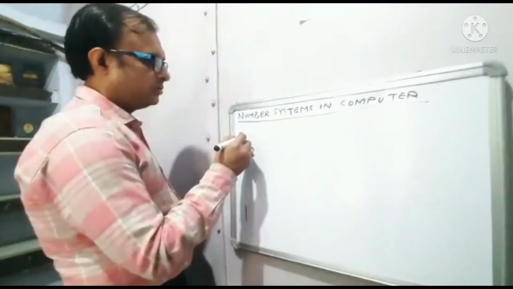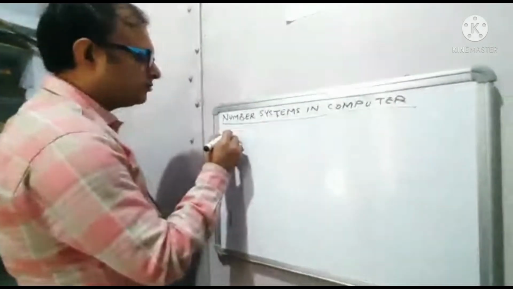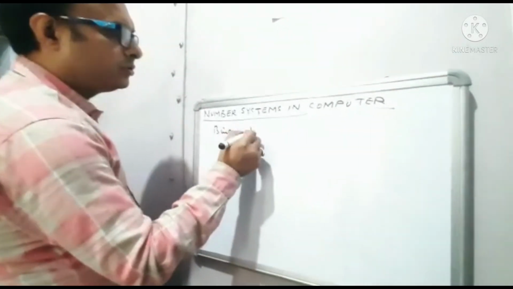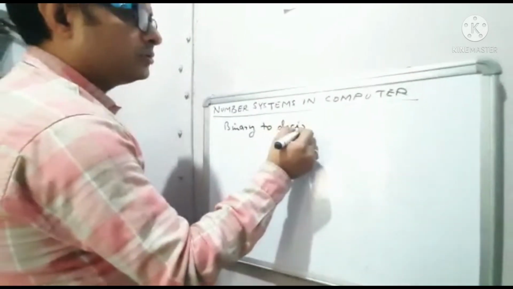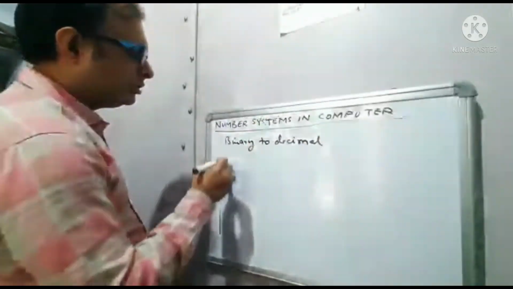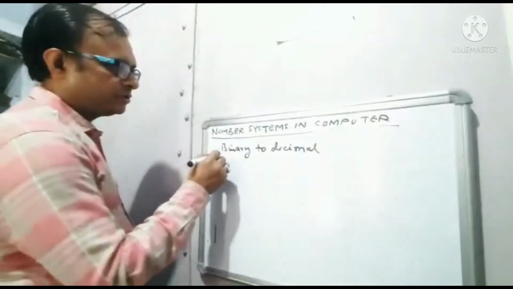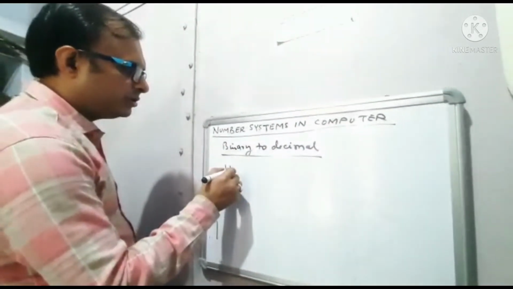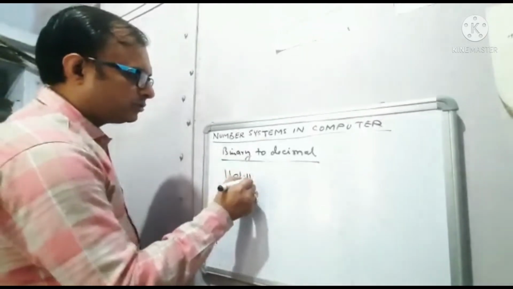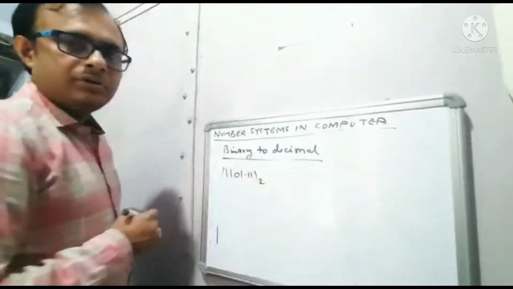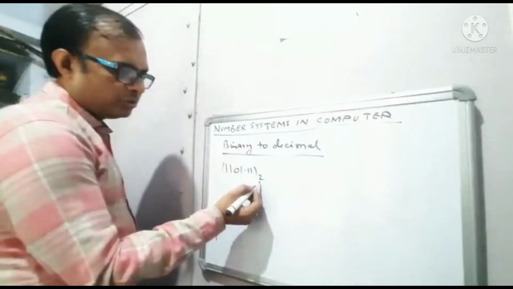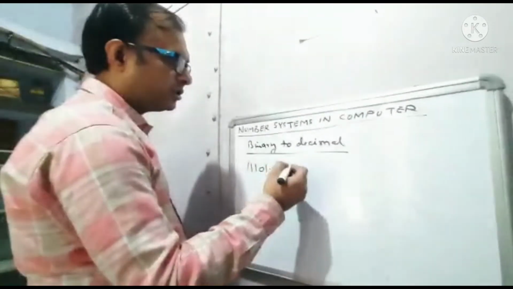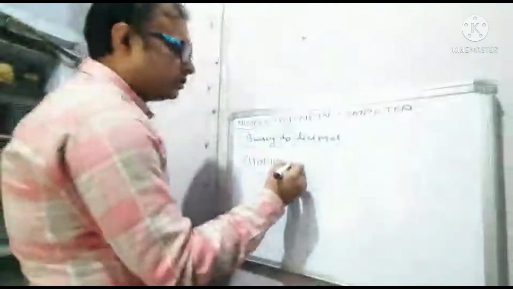Now let us understand the conversion from binary to decimal, and then from decimal to binary. First, understand the conversion from binary to decimal. Suppose we have a number in binary digits like 1101.11 in binary. The subscript 2 tells that it is a number in the binary system. Now let us see how it converts to decimal. It is a very easy conversion.